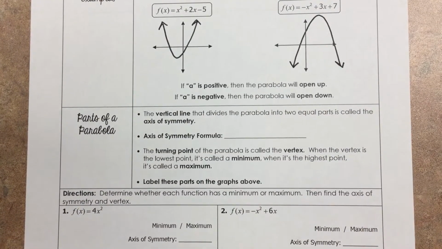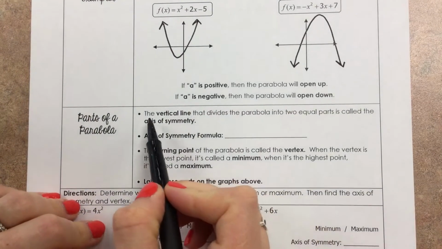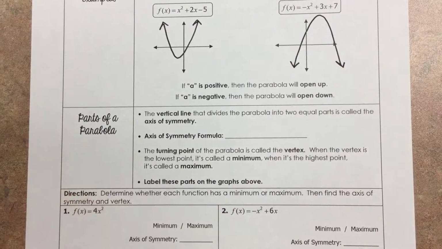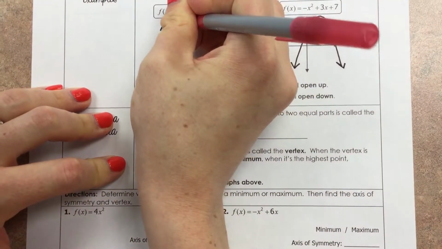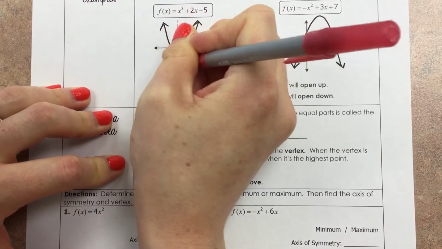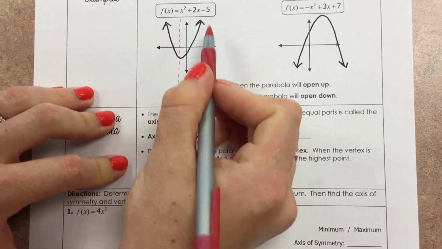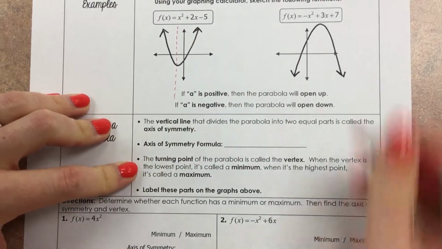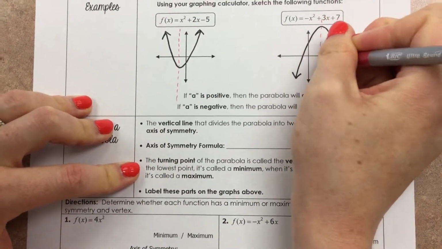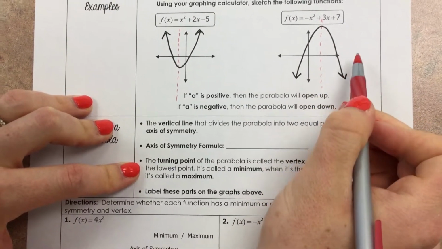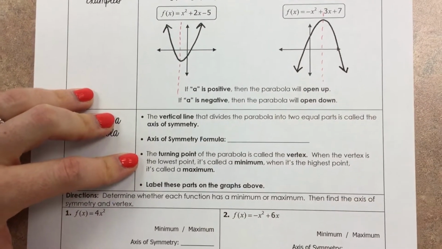So some different vocab words that we'll talk about here. There's a vertical line that divides the parabola into two equal parts. That is called the axis of symmetry. It kind of runs right down the middle here. And if I was better at graphing that symmetrically, it should be perfectly symmetrical on both halves of that line. This one I did a little bit better. So there's a vertical line that runs right down the middle, and it should be perfectly symmetric on opposite sides of that line. You can see it a little bit better with this one.